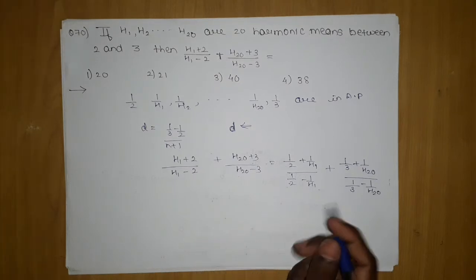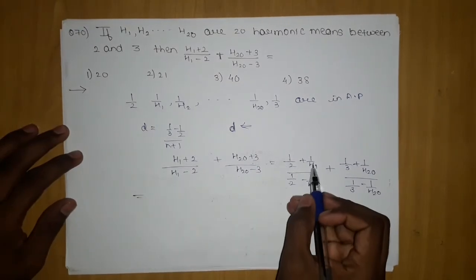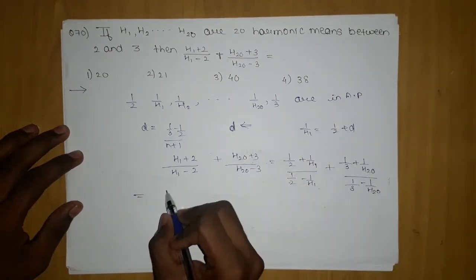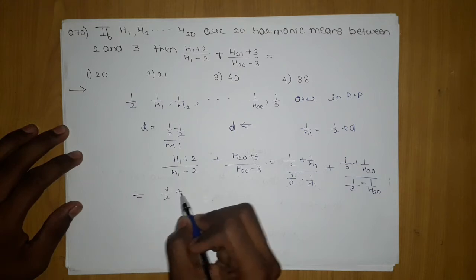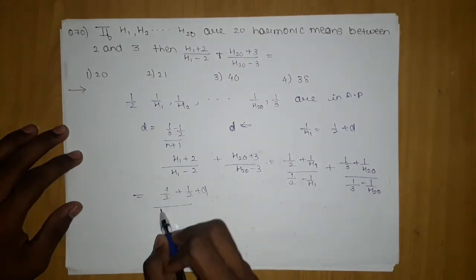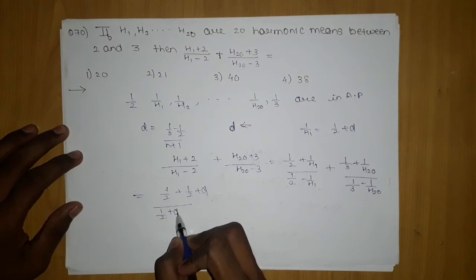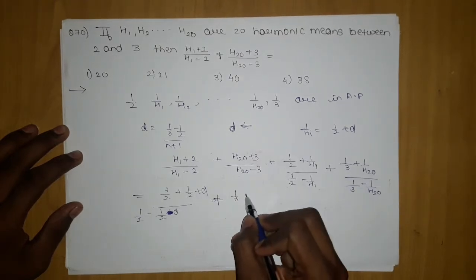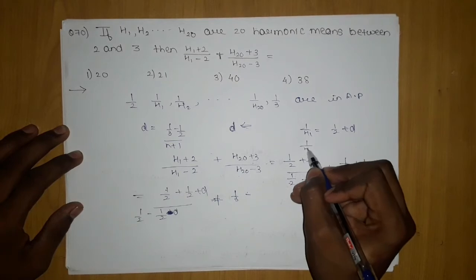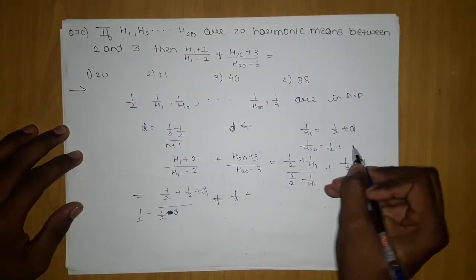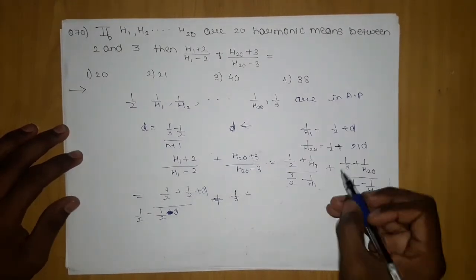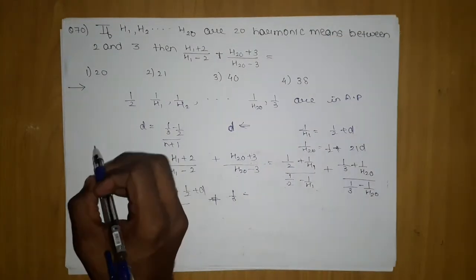So after this step I can write 1 upon H1 as nothing but 1 by 2 plus D. When I write it, see how the magic works. 1 upon 2 plus D, 1 upon 2 plus D, 1 upon 2, sorry, minus. And here it will be plus 1 upon 3. Now for 1 upon H20, you will say you have to write 1 upon 2 plus 21D. No, it is 1 by 3. To cancel this out, we will use this H20.